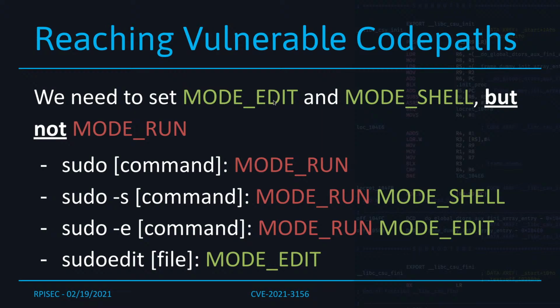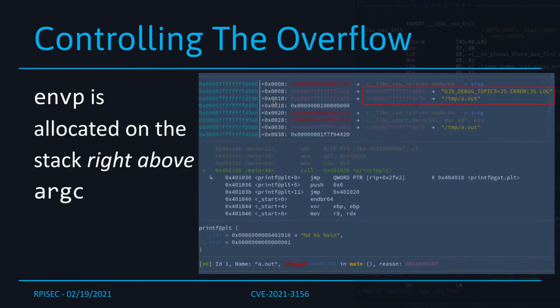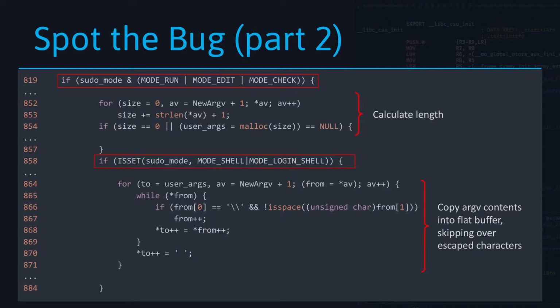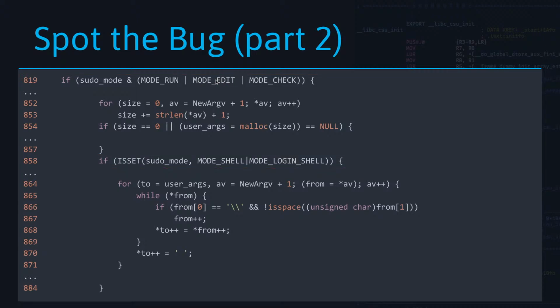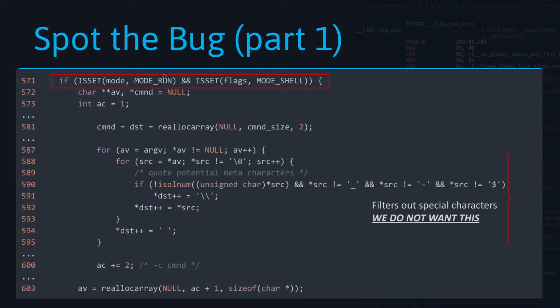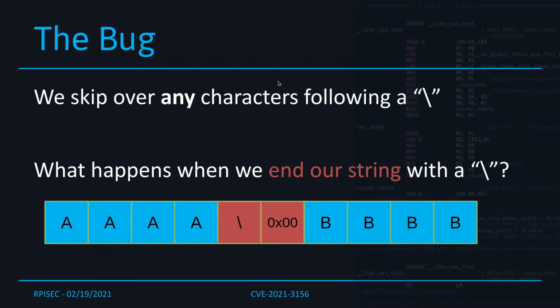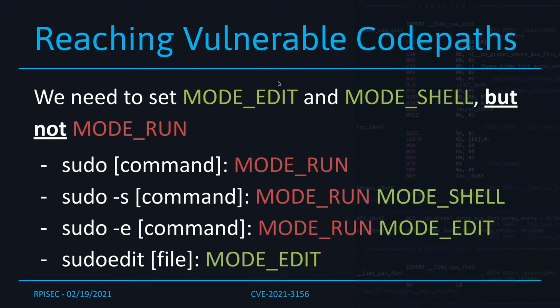So we do still have a bit of an issue, though, because if we remember looking at this code, we want to make sure that we have that mode shell enabled, we have that edit enabled, but we know that we cannot have that run enabled if we have that shell enabled. So if we want to reach that vulnerable code path without triggering the condition that will filter our input, we need to find some way that we can have mode edit and mode shell turned on, but not mode run.